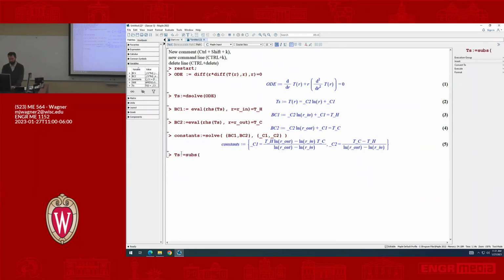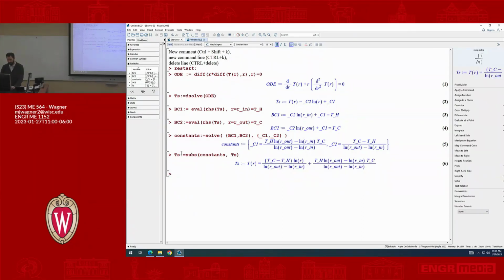the command is called subs. Right, subs is going to take some set of equations and then apply that to another set of equations. So here I'm subbing in my constants. And what am I subbing it into? I'm subbing it into the original TS above. If I do that, now I see the actual general solution. And now I have T as a function of R. I've got my constants appearing. I have a functional dependence on R, right?